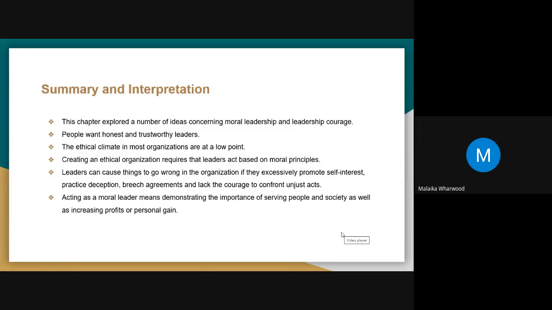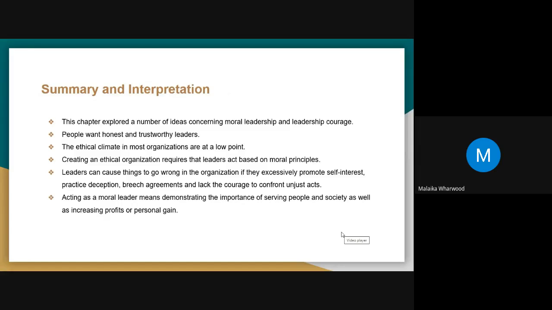Okay, so that's it, folks. Short and sweet. From what Malika and I have covered in chapter 6, courage and moral leadership, this is just a summary.